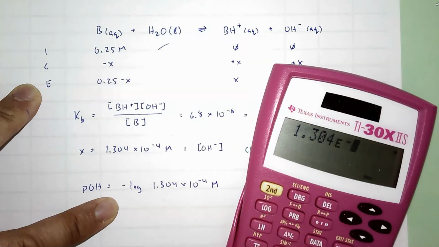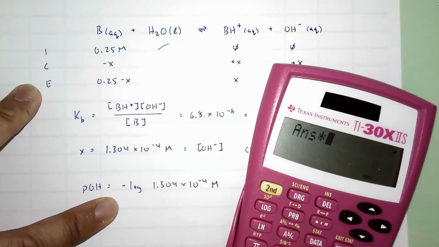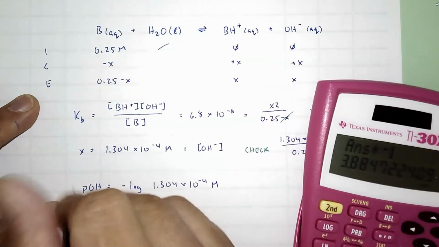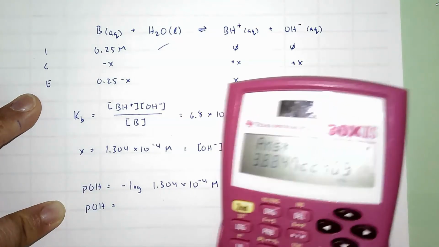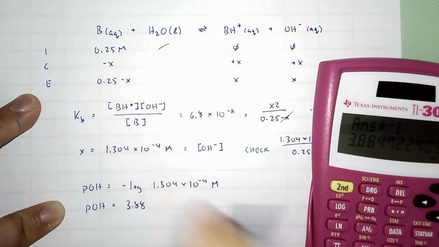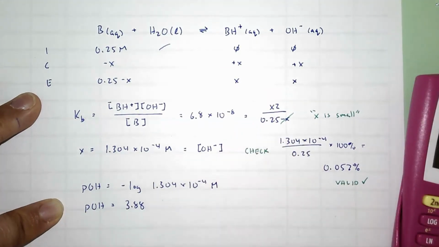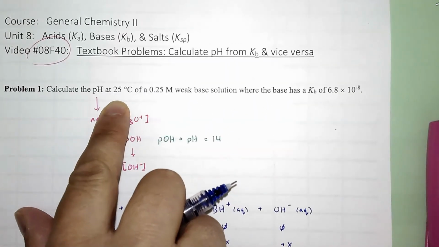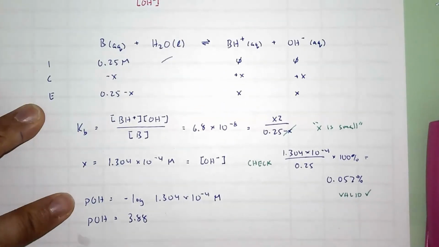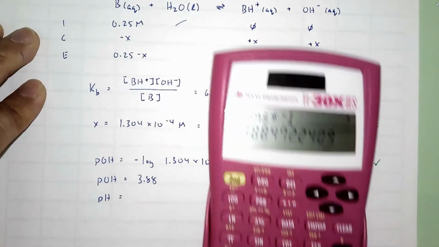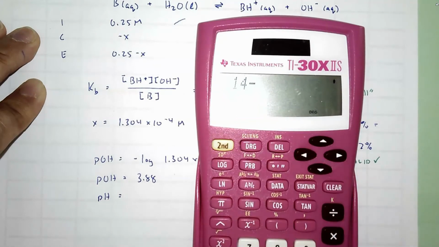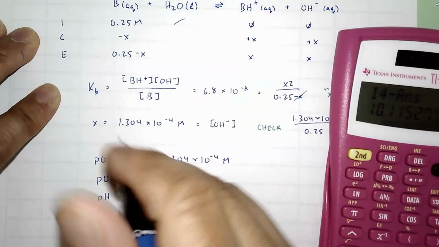1.304 times 10 to the minus 4, take the log of that, times negative 1, equals my pOH, which is 3.88. This is a basic solution, so the pH should be above 7 at 25 degrees C, because at 25 degrees C, neutral pH is 7. So pH equals 14 minus that number, 14 minus that answer, 10.12.